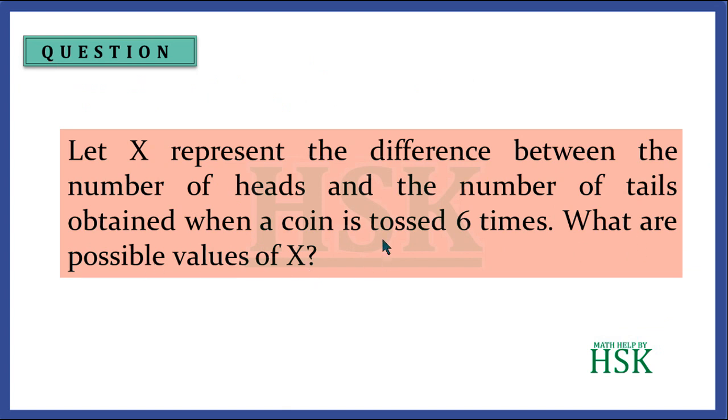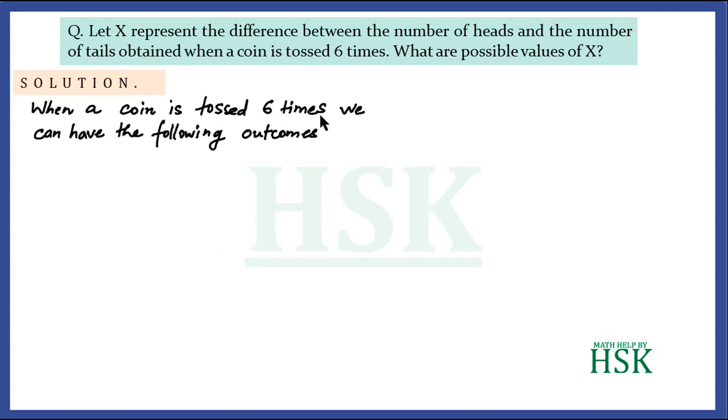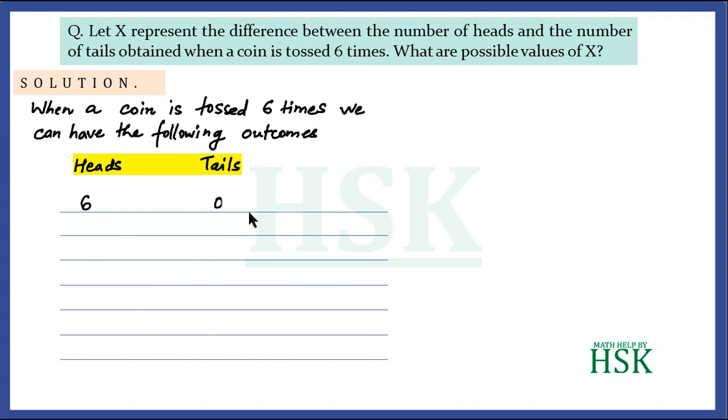So in this question we have been asked a simple thing: when a coin is tossed 6 times, we have to find x, where x is the difference between the number of heads and number of tails. Now to solve this question, first of all, when a coin is tossed 6 times, we can have the following outcomes. The outcomes would be number of heads and number of tails, and because the coin is tossed 6 times, if we have, for example, 6 heads, then in all the 6 times we have heads, so the number of tails would be 0.